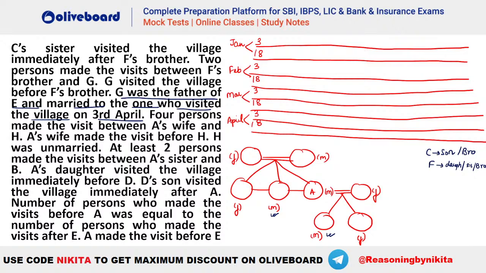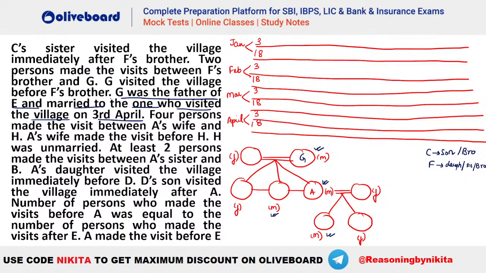G is the father of E, that is given. G is the father. Absolutely. G has to be the father of A as well. Why? Because in this particular family tree, there are only two fathers, right? There is one father here and there is another father here. Now, A is already there. That means the other father has to be G. So, G will be the father of A here.